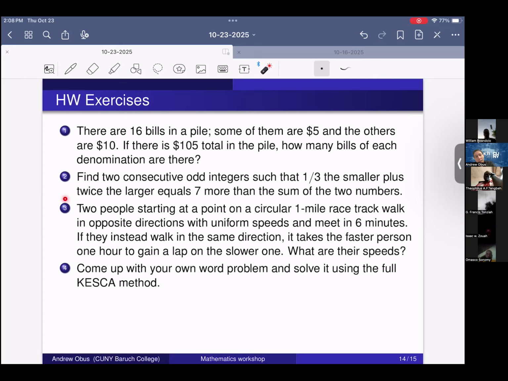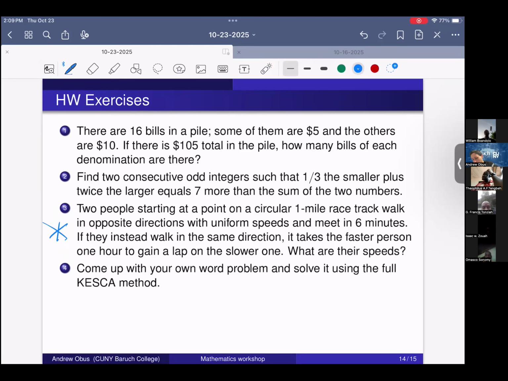3 is a bit more of a challenge. So 2 people starting at a point on a circular 1-mile racetrack walk in opposite directions with uniform speeds and meet together in 6 minutes. If instead they walk in the same direction, it takes the faster person 1 hour to gain a lap on the slower one. So what are their speeds?